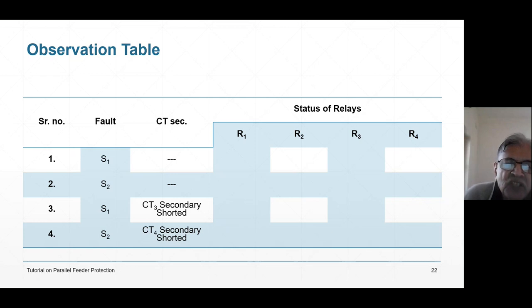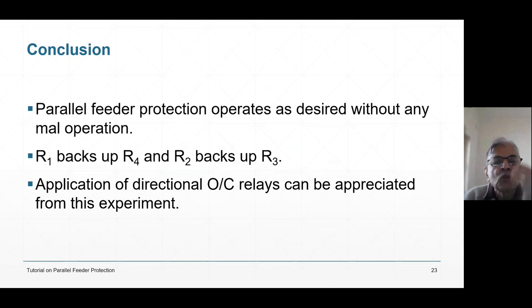Make that remark. For S2, similarly, make remark. S1, CT3 secondary is shorted. Therefore, fault is at F1. But R3 will not operate. Therefore, R2 will give backup. So, R1 and R2 will operate. Both lines will trip. But we are helpless because the fault has occurred and backup has to be given. So, this is how you can give backup to the whole thing.